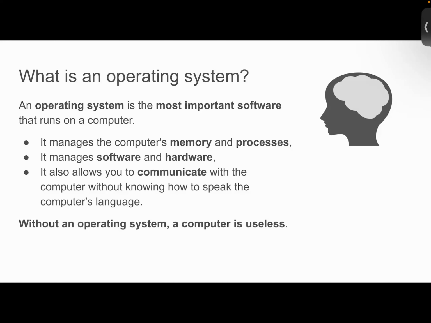Computers at their most basic level are created in binary, a bunch of zeros and ones. We don't have to know what each combination of zeros and ones means. The operating system allows us to look at it through our language, so we can read it and understand it. That's how an operating system works. Without an operating system, a computer is useless. Just like our brains, if we didn't have brains, we wouldn't be living, we wouldn't be functioning, right? That's why it's the most important.